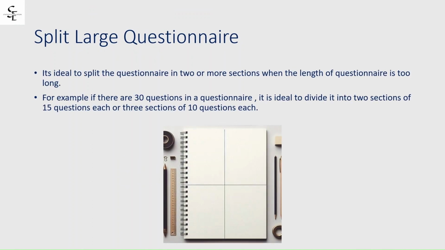The next point is to split large questionnaire into sections. It's ideal to split the questionnaire in 2 or more sections when the length of the questionnaire is too long. For example, if there are 30 questions in a questionnaire, it is ideal to divide it into 2 sections of 15 questions each or 3 sections of 10 questions each.